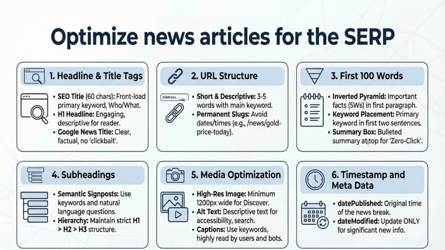So what you can do is follow the inverted pyramid. Put the important facts, the 5 W's, in the first paragraph. You have to add the 5 W's in the first paragraph. Then keyword placement: the primary keyword should be in the first two sentences.